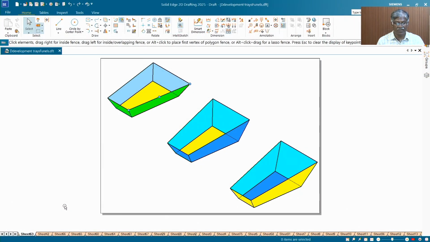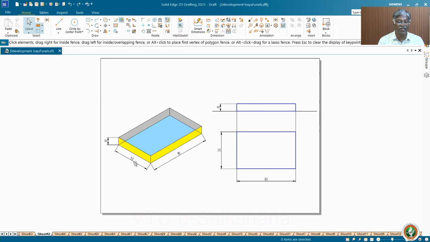Let me discuss the problems on trays of different types. Here I am giving you some models, colored references. The model which has a rectangle as the base and then the inclined surface. So this is again the simple tray which I have discussed.